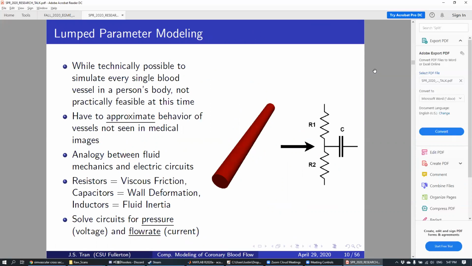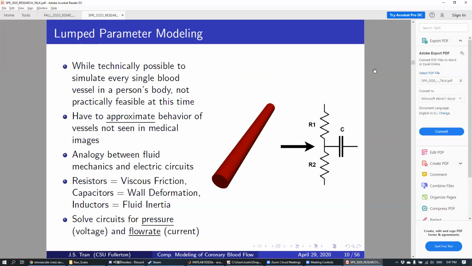Okay. The next thing I want to cover is this idea of what's called lumped parameter modeling. The whole idea with lumped parameter modeling is that instead of running a three-dimensional finite element simulation, we can use lower order circuit elements. We leverage this analogy between fluid mechanics and circuits to create a much simpler model. The question to ask, or a fair question to ask, is why would we even want to do this?